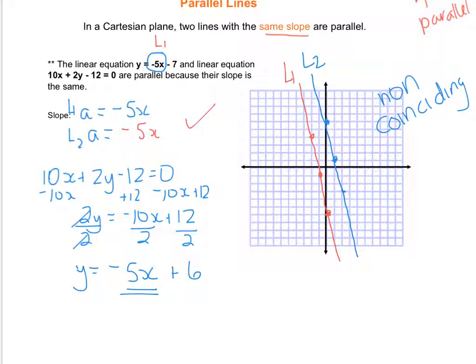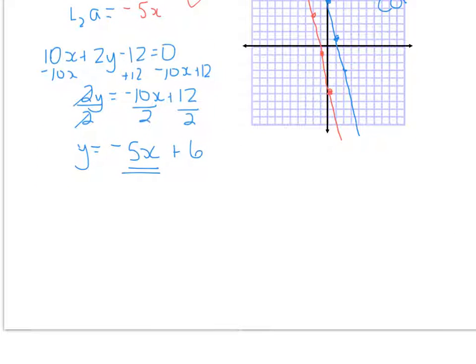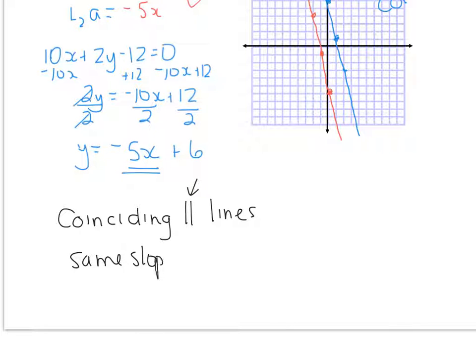Okay, so at the bottom of your page, I want you to make a note of this. Coinciding or coincidental, coinciding parallel lines. I'm using the symbol for parallel. Coinciding parallel lines have the same slope and same y-intercept. So it's basically, they are the same line on top of each other.